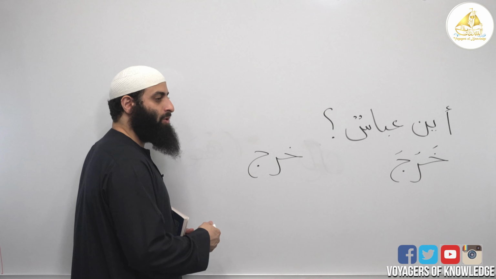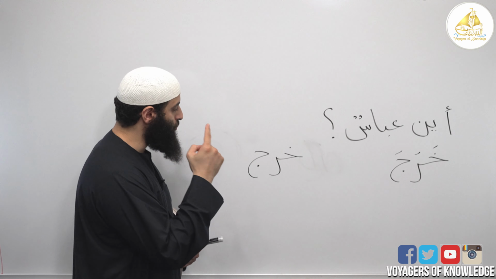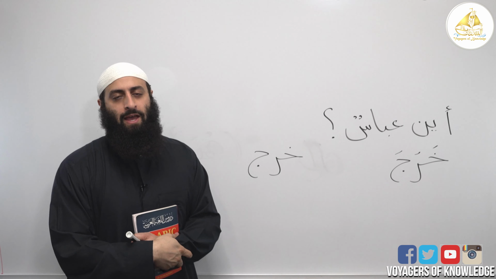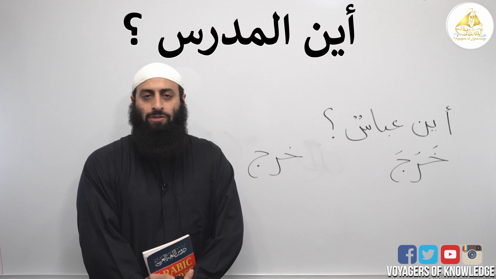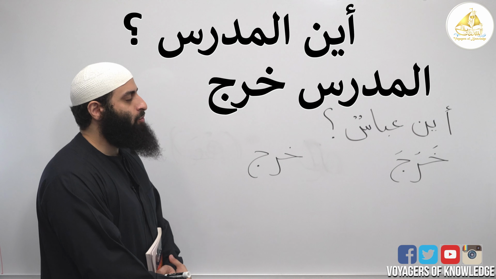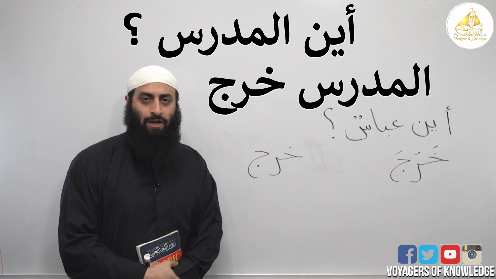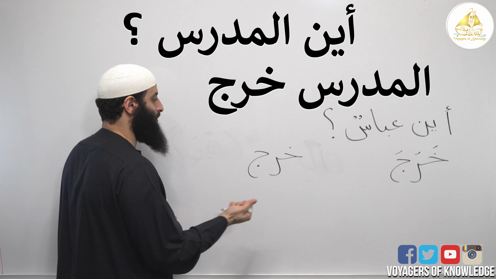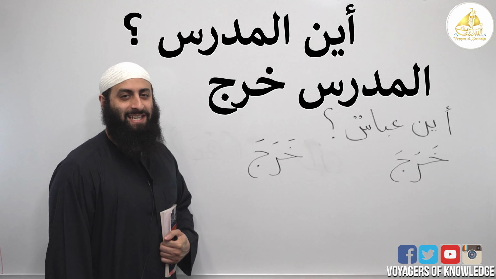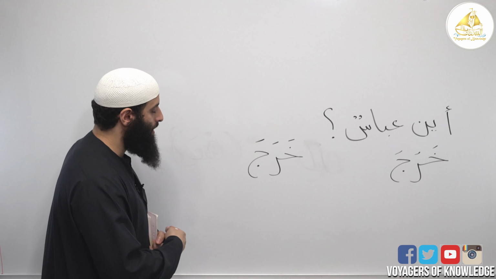Bottom line, what you want to get out of here with is not a list of rules. You want to know how to use that word. Somebody comes to you and says, أين المدرس? Where's the teacher? You want to emphasize, you say, المدرس خرج. المدرس خرج. Past tense verbs, they usually follow this scale, this wazn, this form.